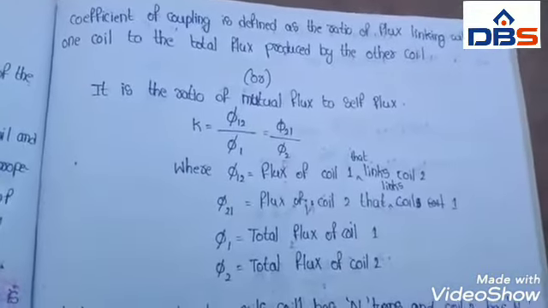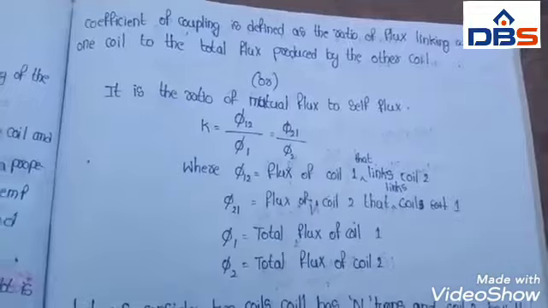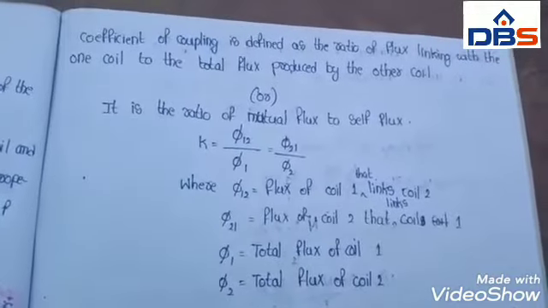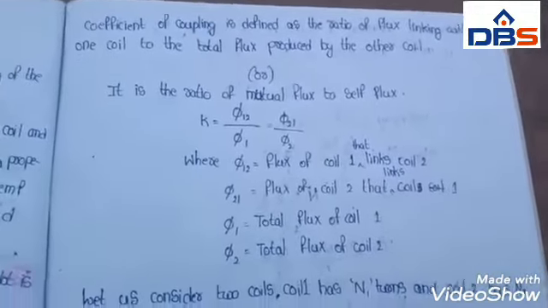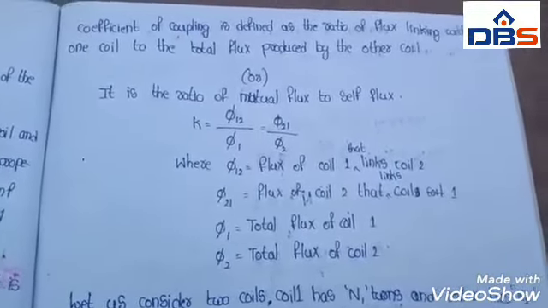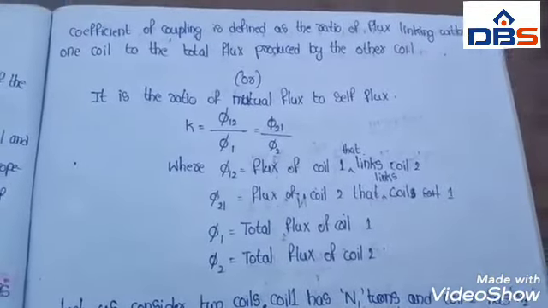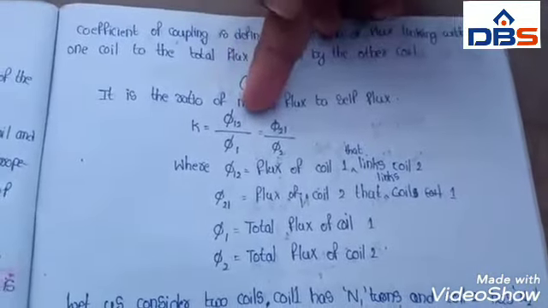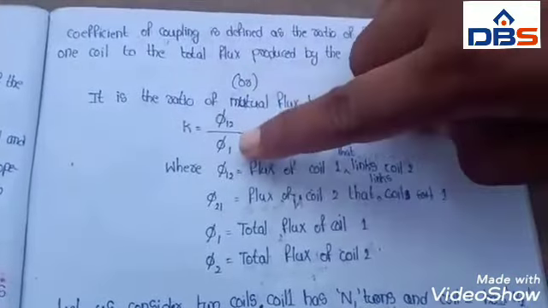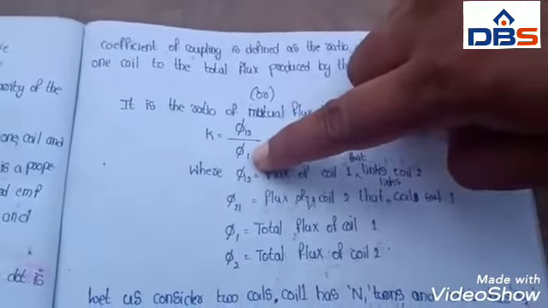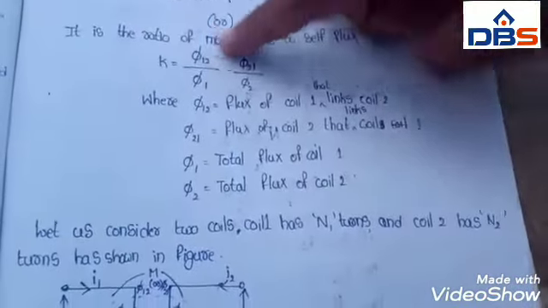Generally, how can you define the coefficient of coupling? It is the ratio of the flux linking with one coil to the total flux produced by the other coil. Simply said, the flux linking from one coil to another coil is the coefficient of coupling. So K is equal to phi12 by phi1. The flux produced by coil 1 is linking with the secondary coil.